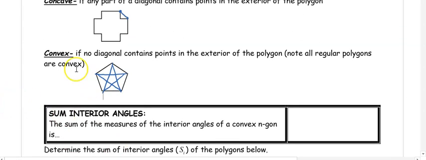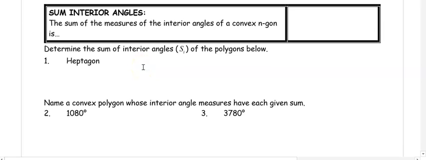So let's get to our equations. The first one is the sum of interior angles. The sum of interior angles equation is 180 times (n minus 2), where n represents the number of sides. Determine the sum of interior angles of the polygon. If we have a heptagon, it has 7 sides, so we would do 180 times (7 minus 2). We can just type that in the calculator all at once, and we get 900 degrees.